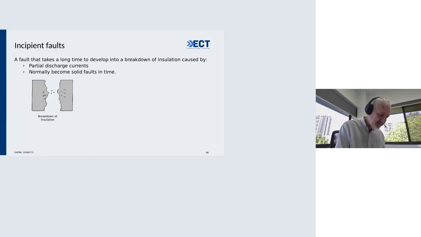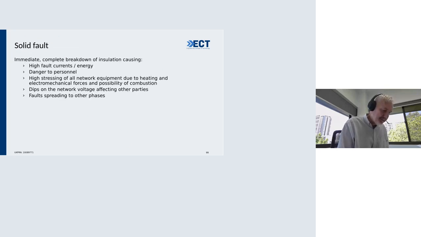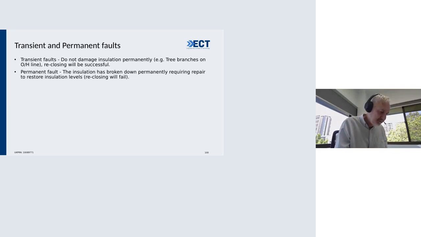So protection is the last major topic, and there are various types of faults. An incipient fault takes a long time to develop, a breakdown in insulation, and eventually they can become solid faults. For example, a cable underground has a protective coating, covering, and you could have a breakdown of that. Insulation breakdown.